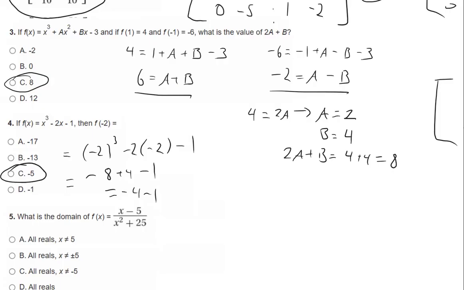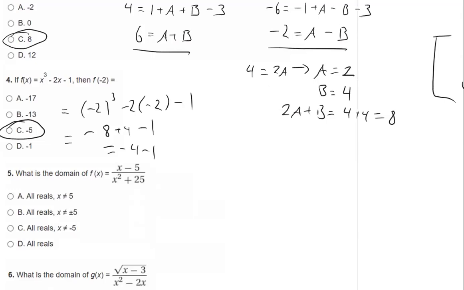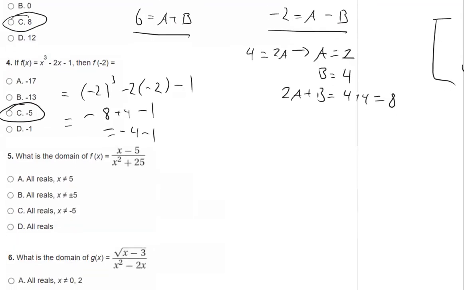There we go. Okay. What is the domain of x minus 5 over x squared plus 25? Well, in a rational function, the denominator cannot be 0. This is never 0 because, well, if we even solve for x, there are no real solutions to this, right? It'll have to be complex. So there's no other restriction, so the answer is D, all real numbers.